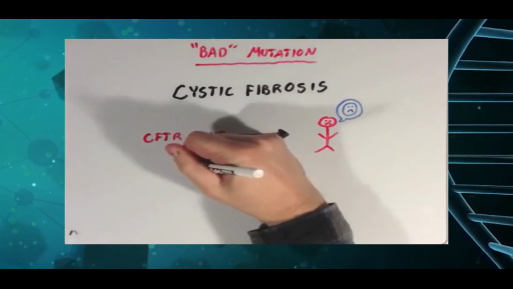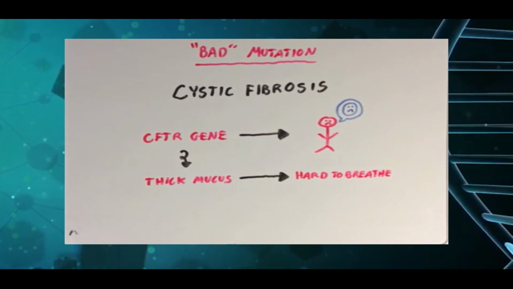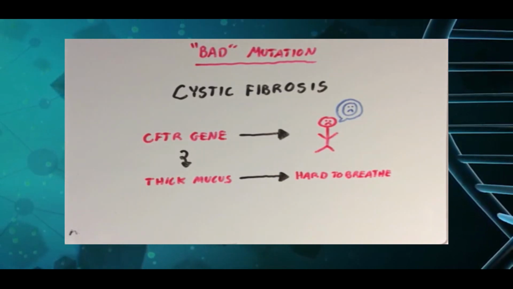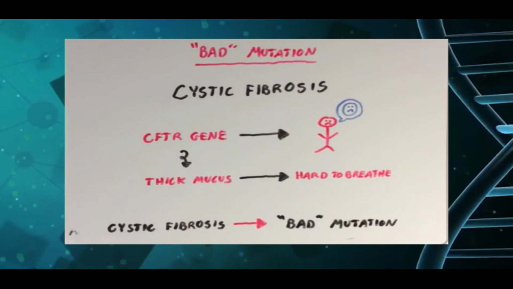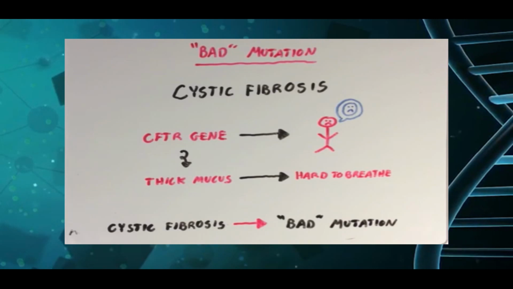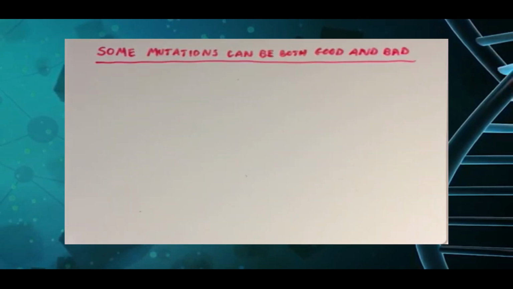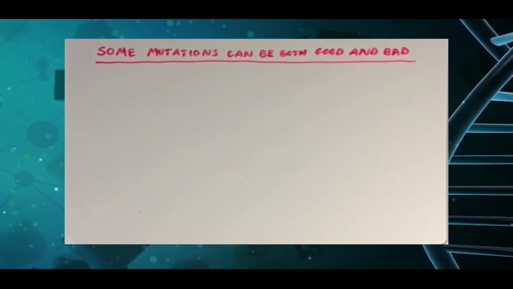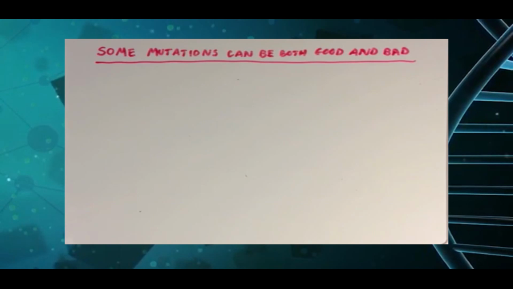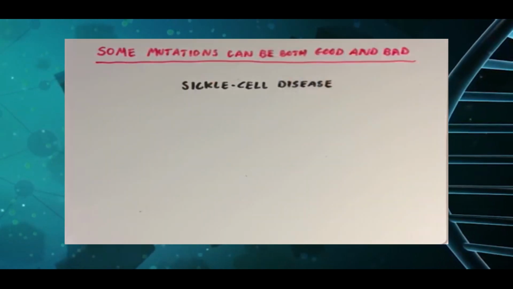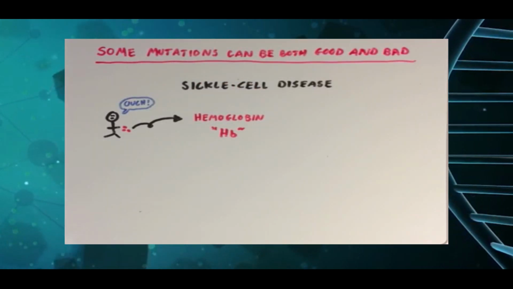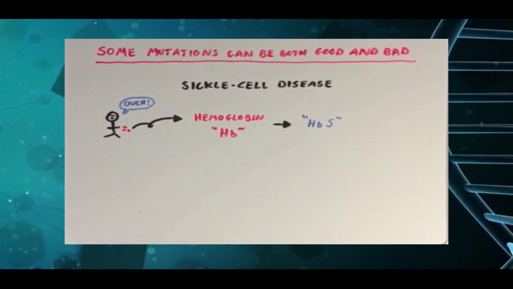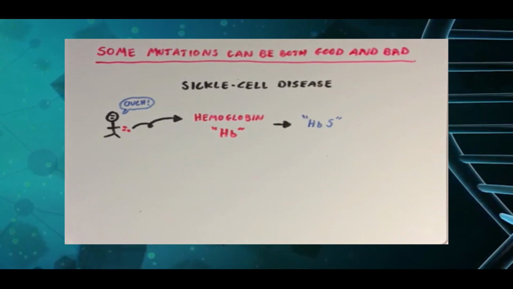Let's look at an example of a bad mutation. The disease cystic fibrosis is usually caused by a mutation in the CFTR gene. I'm not really going to go into detail about how this mutation actually hurts you, but I'll leave you with the idea that what it does is it makes a mucus that you would find in a person's lungs really thick, which makes it really hard for people affected with the disease to breathe. In general, we can say that a mutation causing cystic fibrosis would be a bad mutation.